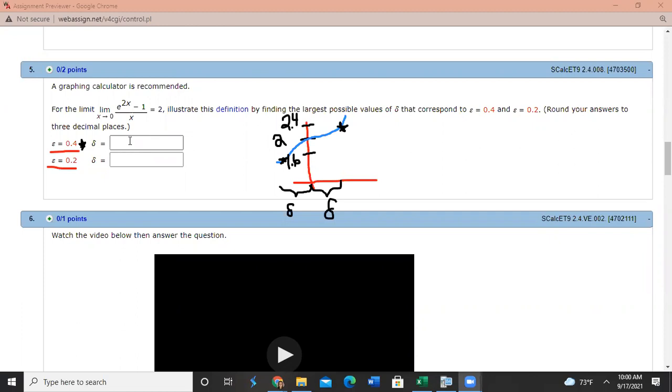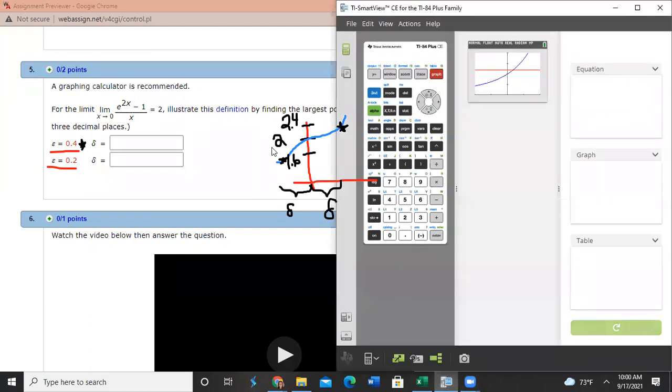Then we're going to do the same thing again, but for epsilon is 0.2. So instead of 2.4 and 1.6, we'll check 2.2 and 1.8. Okay, so I hope that makes sense. So let's go and take our graphing calculators out.